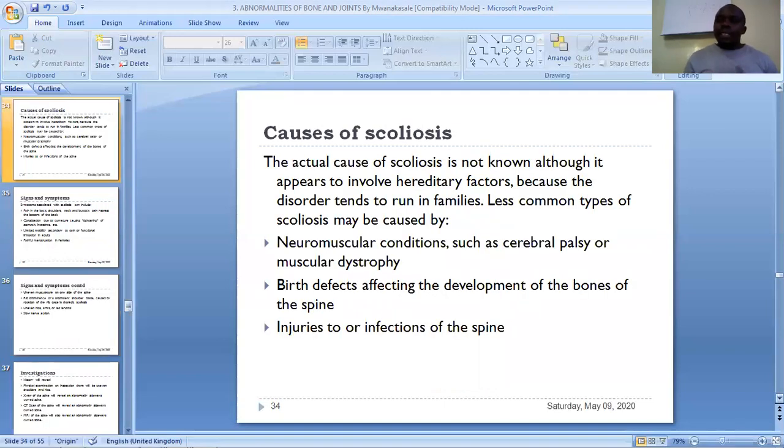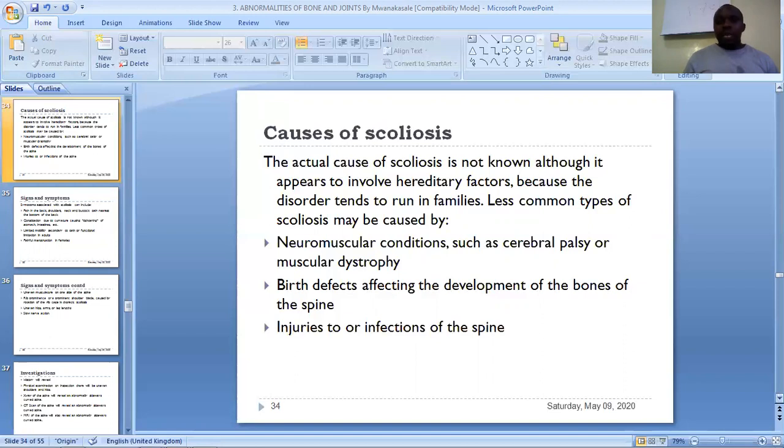Now, what causes scoliosis? The actual cause of scoliosis is not known, although it appears to involve hereditary factors, because the disorder tends to run in families. Less common types of scoliosis may be caused by the following factors, however. So despite scoliosis being able to run in families, neuromuscular conditions such as cerebral palsy or muscular dystrophy may also lead to scoliosis.